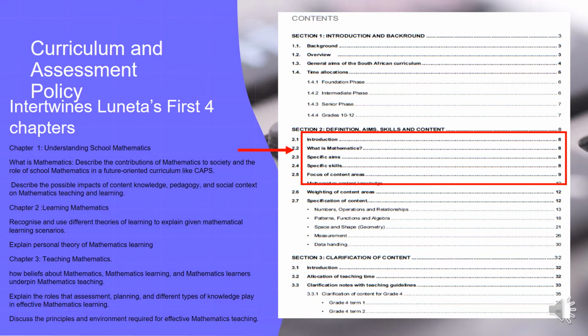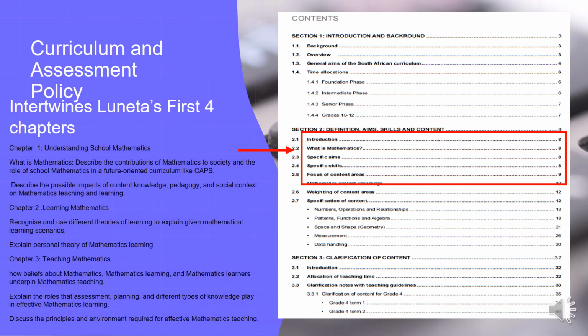But now at the university tertiary level, if your school prescribes Luneta and CAPS, most probably they will take the first 3 chapters of Luneta and intertwine them with sections 2.1 to 2.5 of CAPS, because they go well along with each other. Luneta teaches what CAPS is in schools and in content knowledge, and how they possibly impact society on teaching mathematics.